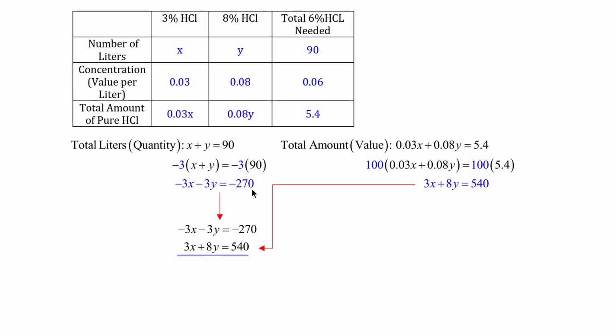Now we can add the two equations together and eliminate the x variable. We have negative 3x plus 3x cancels out, negative 3y plus 8y is 5y, negative 270 plus 540 is 270. The result is 5y equals 270. From here we get rid of the 5 by dividing both sides by 5. We get 5y divided by 5 equals 270 divided by 5.